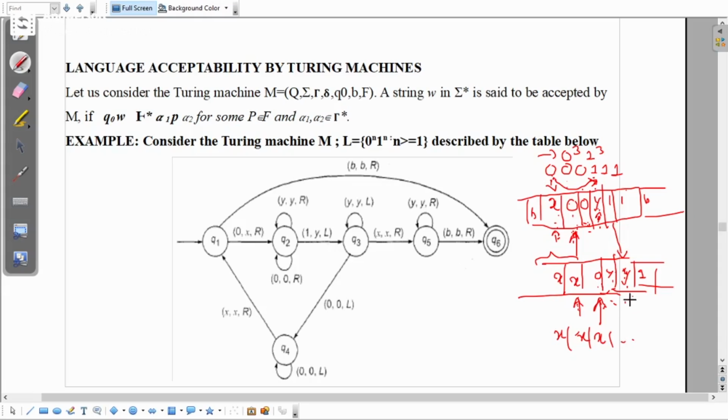y, r, y. No, don't change with this, you keep it as it is. That's why read y and replace it by y and move to the right until you get 1. The moment you get 1, you replace that also by y. Okay, right. Once you get this y, r, then 1 also you have to replace by y, and after that you come back to the left, this y also left.